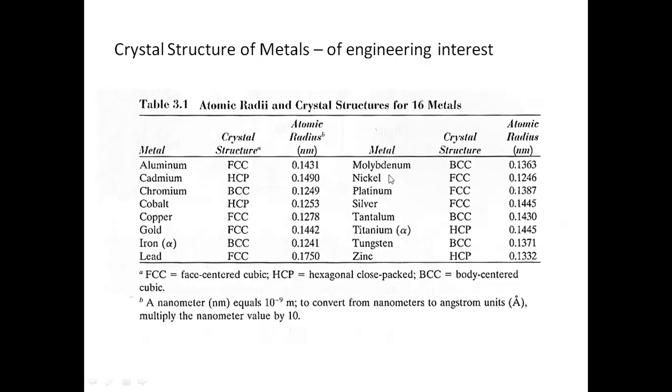Then you have more, molybdenum here, for example, is BCC, and you have the radius. So why are you being given this? Because in our calculations, okay, we're going to be using the atomic radius here, and then knowing the crystal structure will help us determine which formula to use, because there are certain figures that are used for BCC, that are used for FCC, and so on and so forth. So like I said, nanometer is equal to 10 to the power -9 meters. Take note of that.